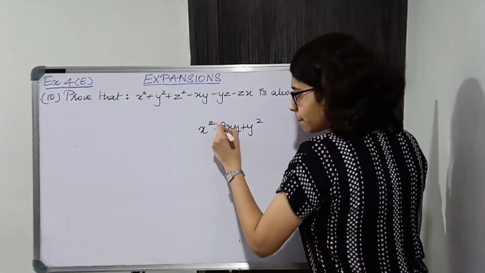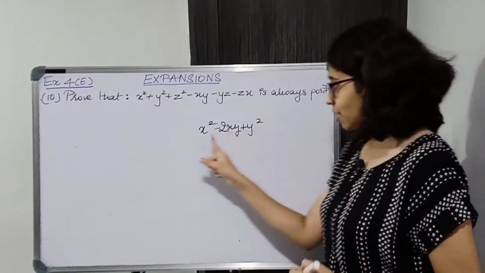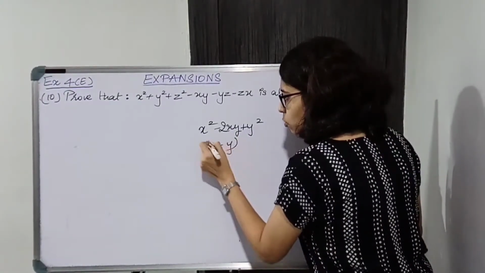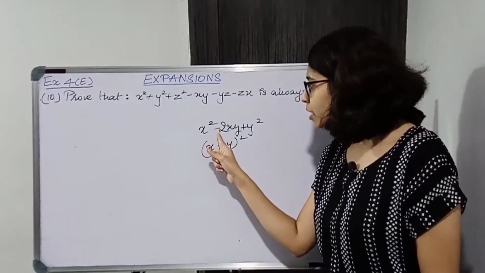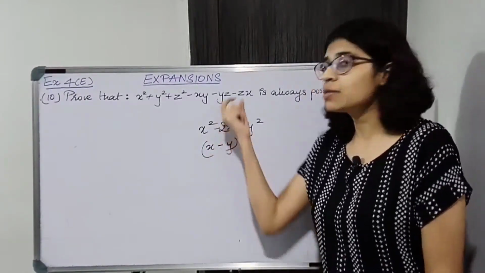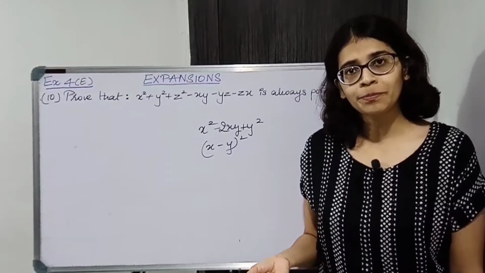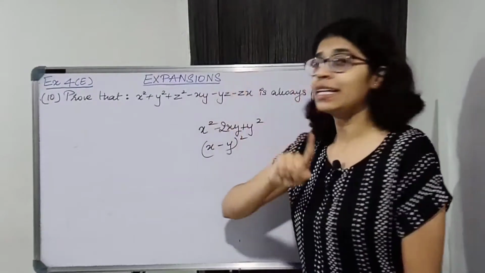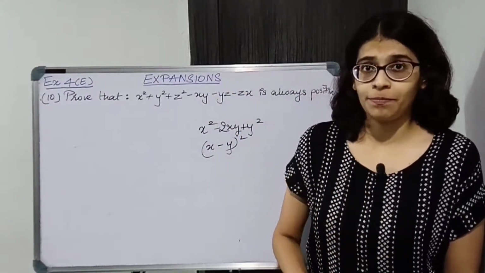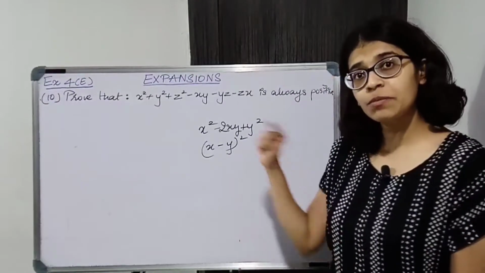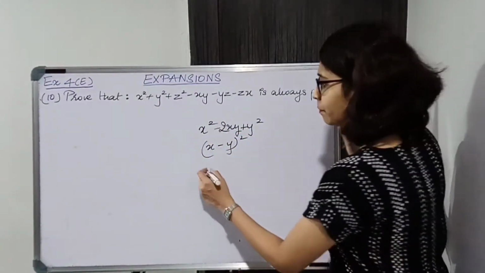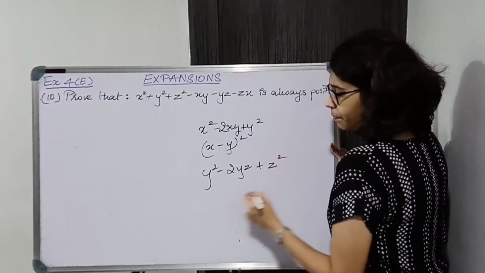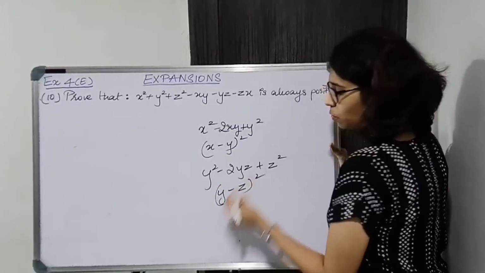So if I add 2, x square minus 2xy plus y square is nothing but x minus y the whole square. This is of the form a square minus 2ab plus b square. So it is a minus b the whole square. Okay. So we'll use this identity, but we have only minus xy, not minus 2xy. Okay. Also there is yz. So same thing for yz. y square minus 2yz plus z square. I can write it as y minus z the whole square.